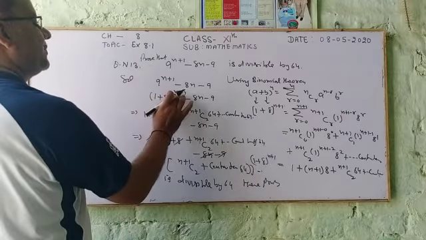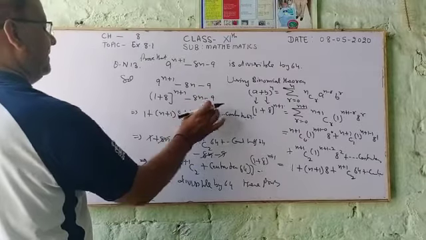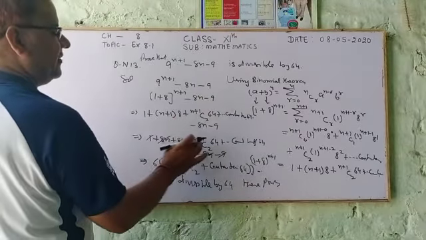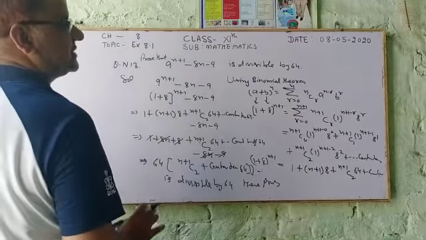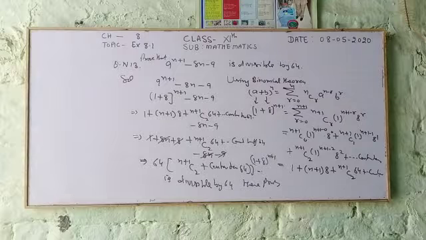So students, look here: 9 can be broken as 1 plus 8, and (1 plus 8) raised to power n plus 1 is expanded binomially. These terms, minus 8n and 9, cancel out, and 64 is common. So we simply say that this is divisible by 64, or also we can say a multiple of 64.